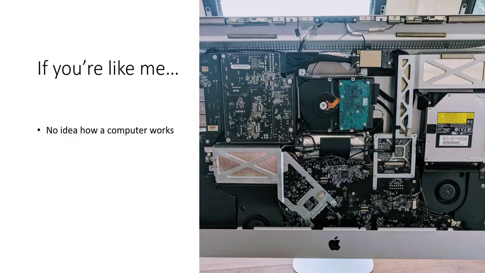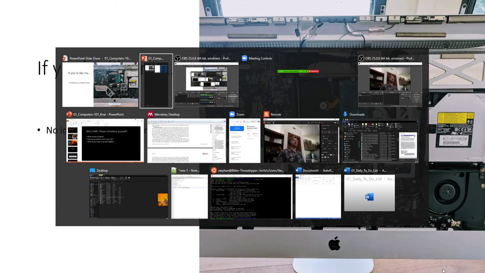So in this next 30 minutes, I'm going to be talking about the computer hardware, just an overview, and then the basics on computer software and some operations. So if you're like me, you see this image and you think, oh my gosh, that's overwhelming. I don't know what any of that stuff is. If that computer broke down, I wouldn't know how to fix it, etc.